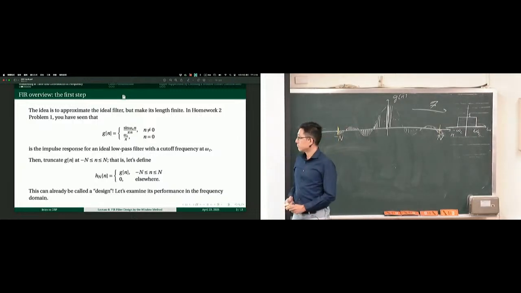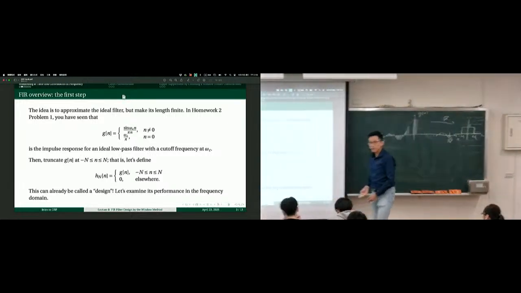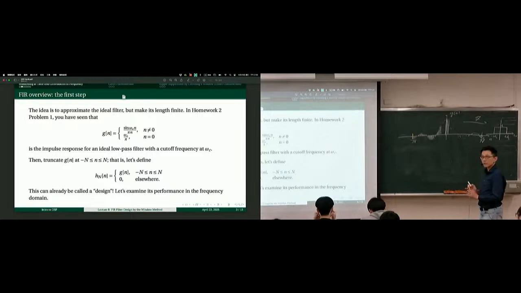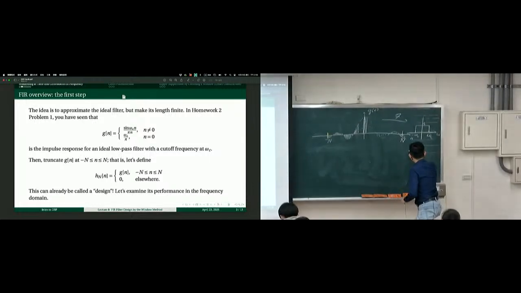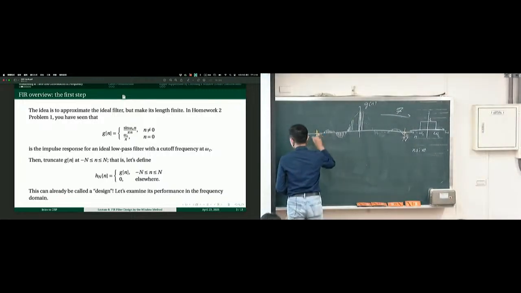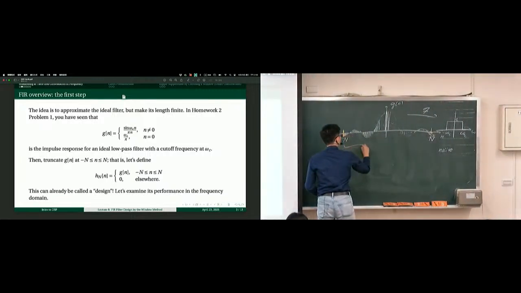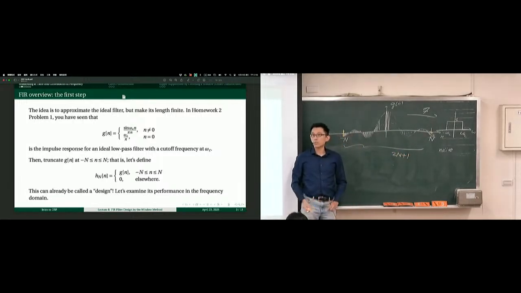It turns out that we can already call this a design. This is already a design, a very naive idea. This idea might look naive, but actually it's a fair design. Seriously. So if we have a filter like that, having now 2n plus 1 points, can we implement this filter?